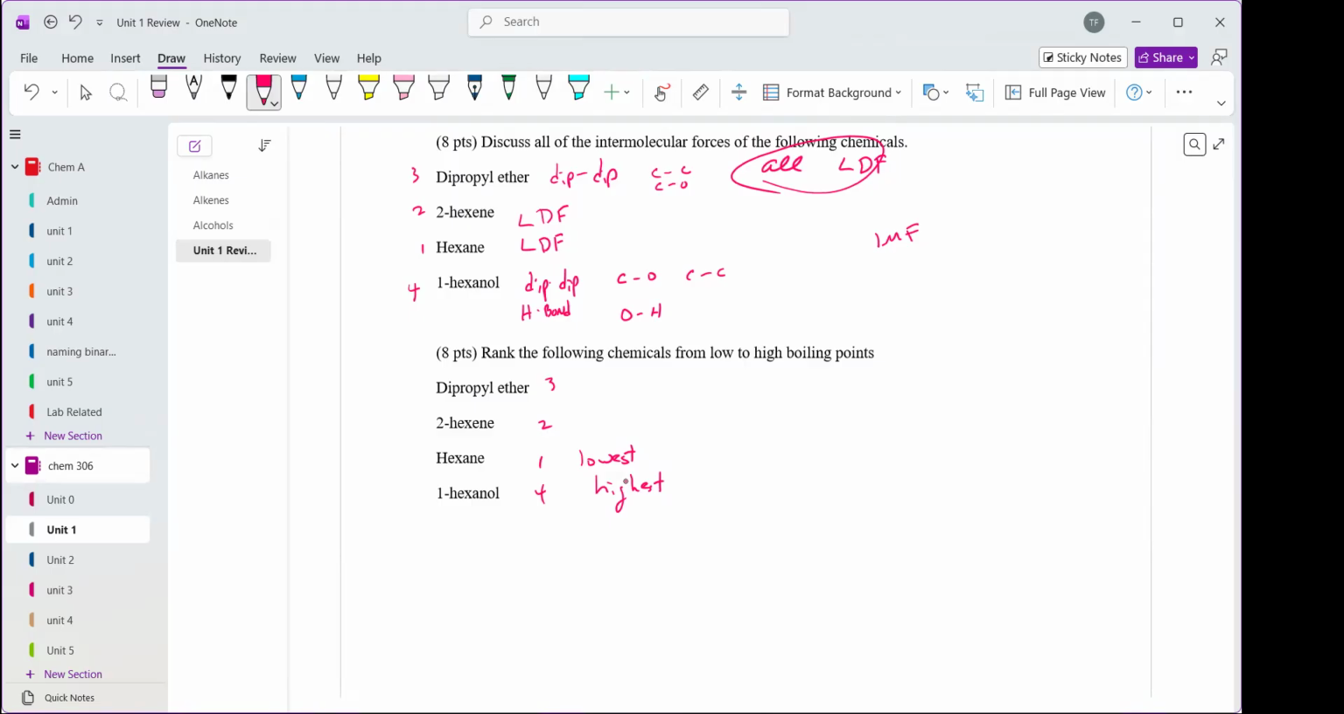If you put hexene as 1 and hexane, because they're extremely close, those are basically equivalent. Mainly I was looking for making sure the alcohol was highest. And then the next one down, the ether is next highest. And the other two are kind of a wash between which is more or less.